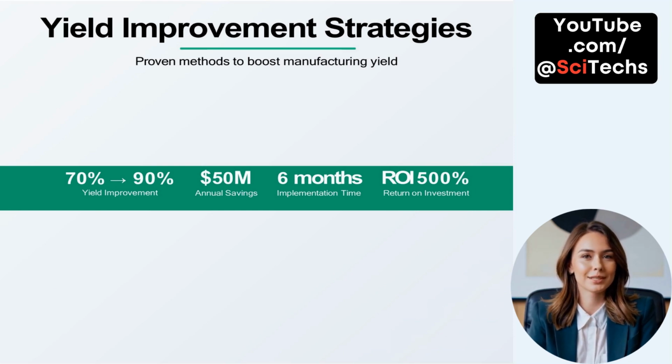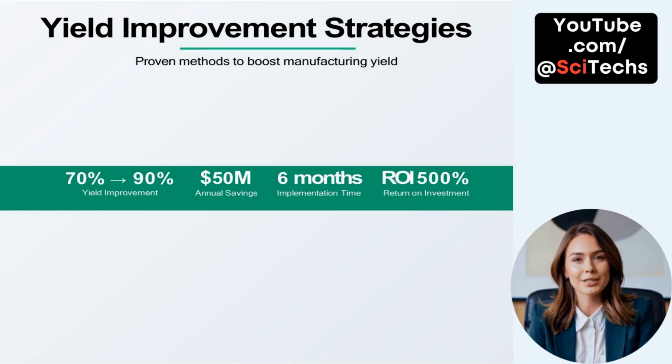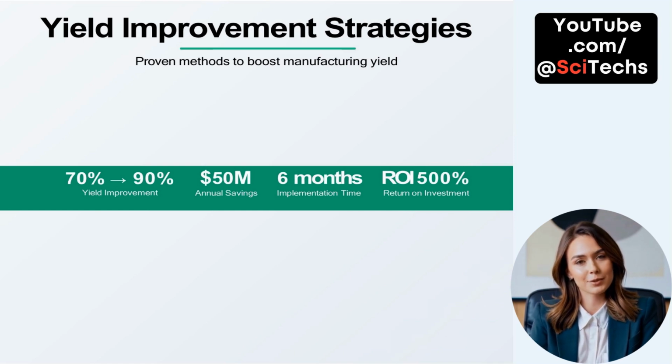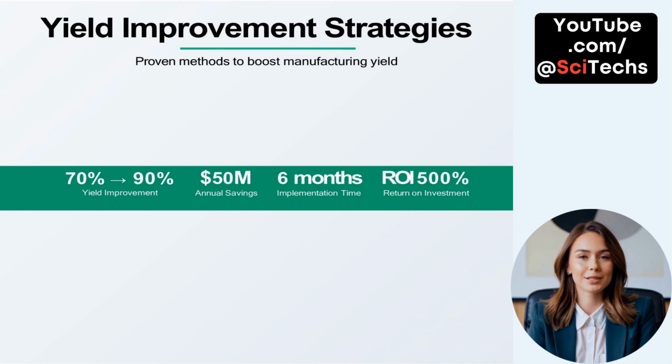The good news is that the typical implementation time for such yield enhancement initiatives is just 6 months. This short timeline allows organizations to realize gains quickly and begin reinvesting in other areas. Perhaps most compelling is the return on investment, which can reach as high as 500%. This level of ROI underscores the value of combining data-driven decision-making, process optimization, and continuous improvement practices.